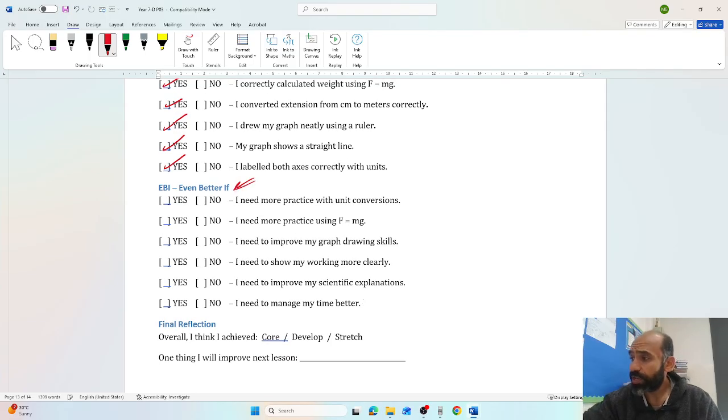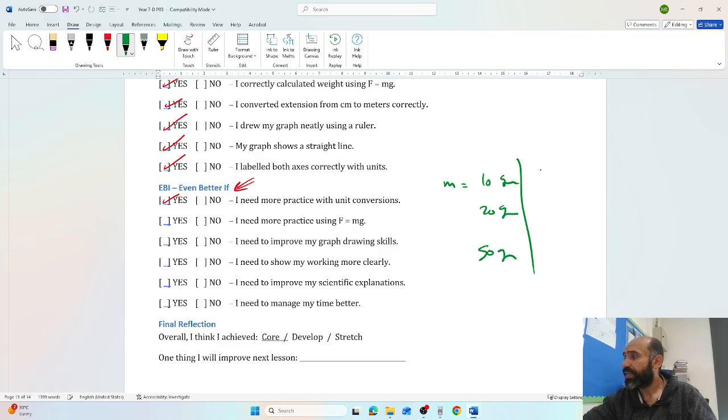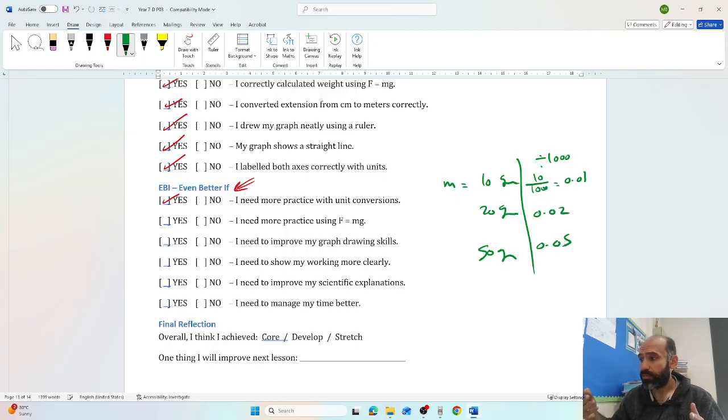What can you do just to improve your work? I need more practice with unit conversion. If this is true, you can just invent some numbers. You will say, what if the mass is 10 gram? What if the mass is 20 gram? What if the mass is 50 gram? And how can I convert it into kilogram? You will say just by dividing by 1000. So 10 divided by 1000 will be 0.01, 0.02, 0.05, and so on.